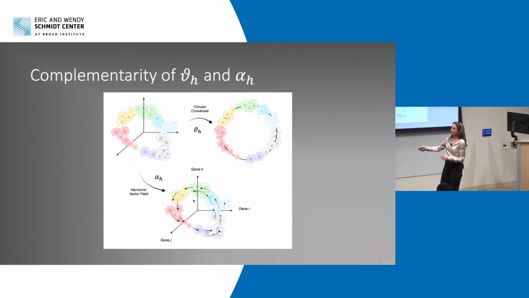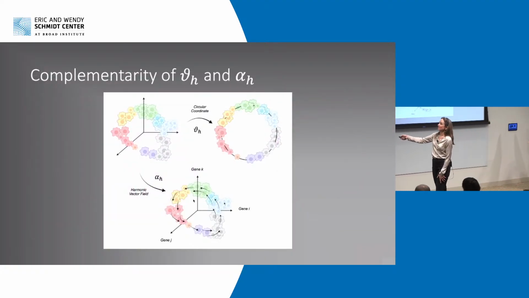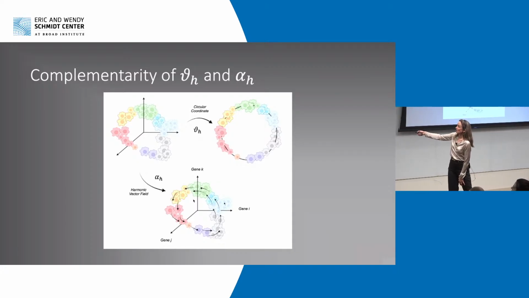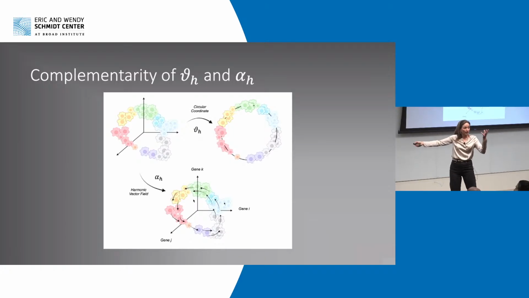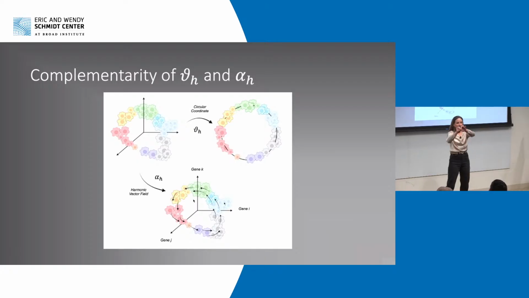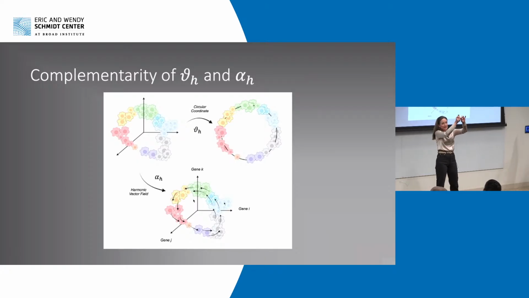Well, before I do that, just want to mention what's going on, the difference between theta h and alpha h. So theta h was giving us a way of assigning a circular coordinate to the different points. So here we're in the space where each one of these is a cell, in the space where the coordinates are actually genes. And then if you think about what alpha h is doing, alpha h assigns a real number to every edge in this VR, right?